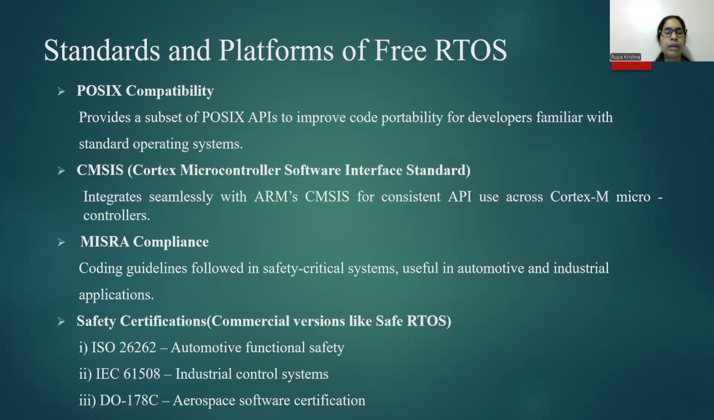The first one is POSIX compatibility, which provides a subset of POSIX APIs to improve code portability for developers. The second one is CMSIS, which stands for Cortex Microcontroller Software Interface Standard, which interfaces seamlessly with ARM's CMSIS for consistent API use across Cortex-M microcontrollers. The third one is MISRA compliance, the coding guidelines followed in safety critical systems, useful in automotive and industrial applications. The last one is safety certifications: ISO 26262 for automotive functional safety, IEC 61508 for industrial control systems, and DO-178C for aerospace software certification.